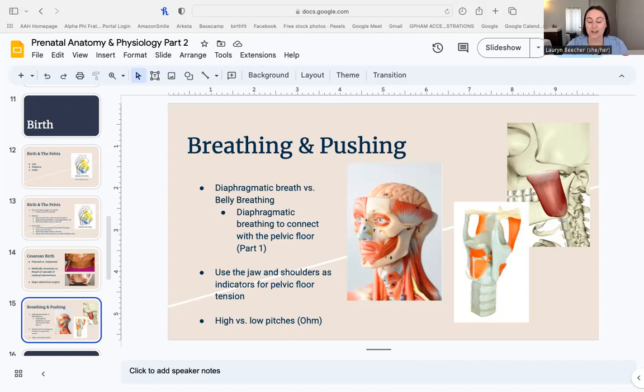So this is where in my classes, I like to cue, can you let the bottom jaw drop away from the top jaw? Can you let your tongue drop away from the roof of your mouth? Can you find that softness in your jaw, in your face, your neck, your shoulders, and let go of that tension and that effort at the pelvic floor?